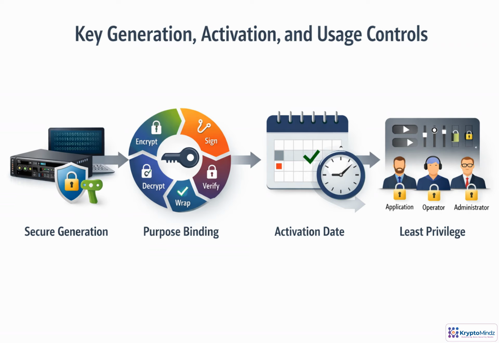Key onboarding is the front door to that lifecycle. First, decide exactly what the key is for: encrypting data, signing tokens, or wrapping other keys. Then generate it only with approved libraries, managed services, or HSMs. Next, assign tightly scoped permissions so it can perform only those intended operations. Set an activation date so it's unusable until you're ready. Finally, enforce least privilege for every human and application that touches it.